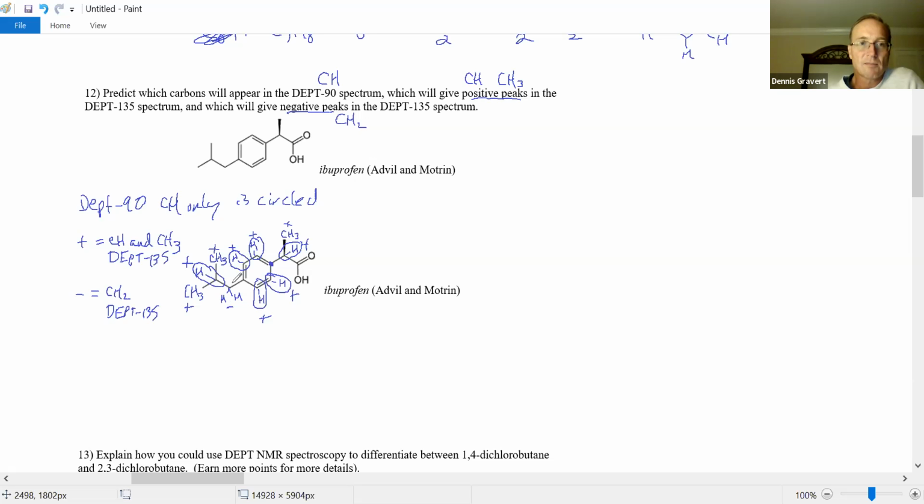I think we're good. And the negative one is a CH2 group in the DEPT 135. And that's right here, this carbon with those 2 H's. There's a carbon right here they have not identified, and that's fine. This carbon does not produce any peaks in the DEPT 90 nor the DEPT 135. It has no hydrogens. And same is true for this carbon. Everyone else has hydrogens. This one didn't. This has no hydrogens. And we're good. We're done with number 12.